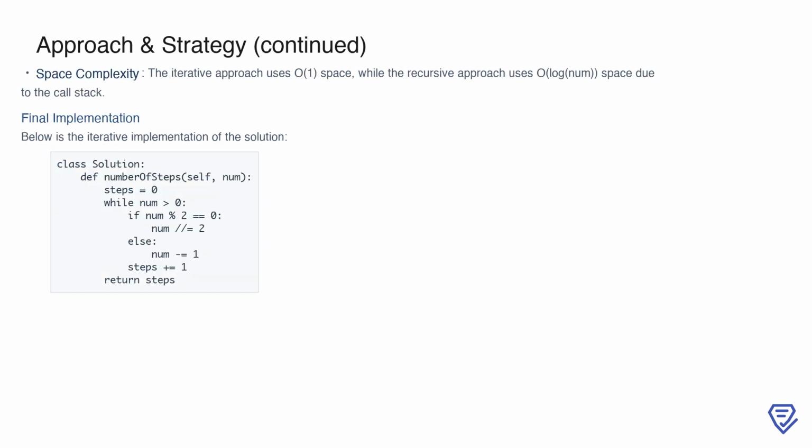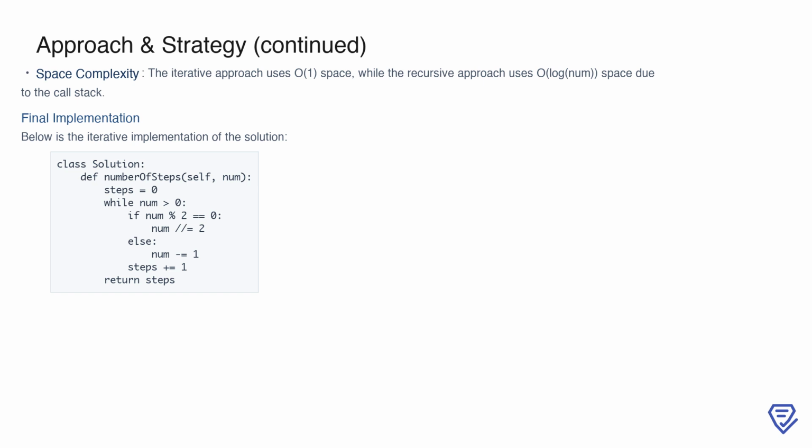When it comes to space complexity, the iterative approach is very efficient, requiring only O(1) space since it doesn't use any additional data structures. However, if we used the recursive approach, it would require O(log n) space due to the function call stack. Now, let's look at the final implementation of the iterative solution. The code is straightforward and follows the rules of the problem directly.